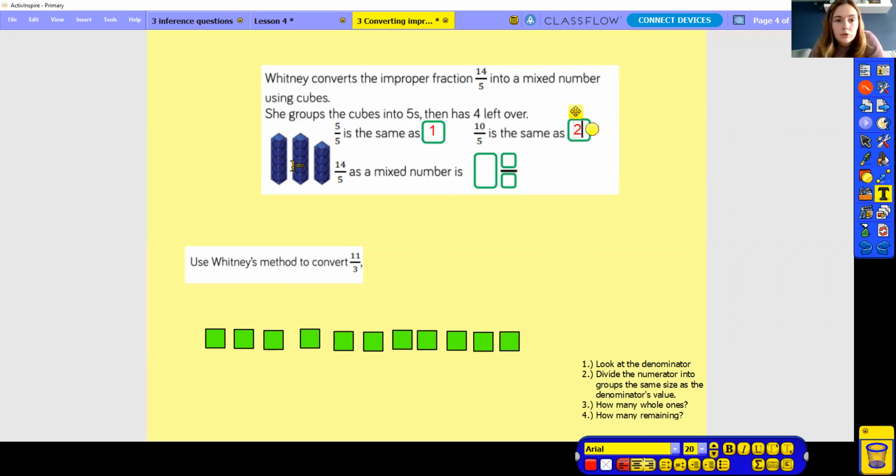Okay, so we've got 2 groups. Can you see how we've got one group here? 5 is one group. And then we've got 10, which is both of these together. That's 2 lots of 5, yeah? So that's 2 groups. So 14/5 is a mixed number. How would we write it? Well, we would write it as 2 whole ones. And then what's left over? Well, she told us what was left over. It was 4. And that 4 is still out of our 5, isn't it? So it's 2 and 4/5.